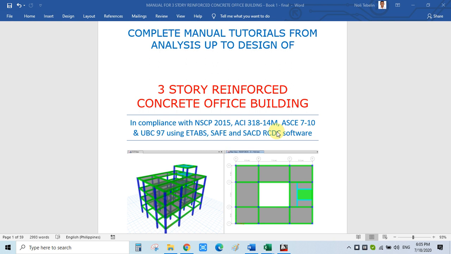Then, from ETABS, we can use Excel for the beam design, column design, and footing design. But there is another software called Standard Advanced Concrete Design, RCDC, that's very powerful for the design and detailing of the reinforced concrete members. Also the estimates, bill of quantities, and production of drawings is very easy using RCDC. Okay, so we will start.